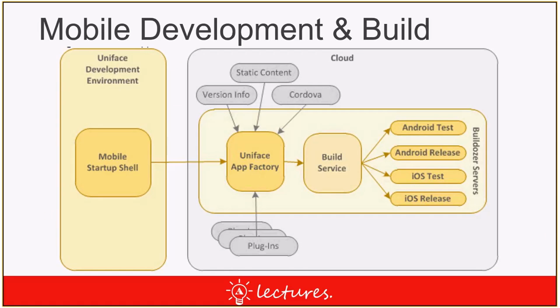Okay, so here's an overview of the mobile development and build process, and it's a pseudo-complex diagram. What we see on the left-hand side is the Uniface development part of the process, and what we see on the right-hand side is the build process. Now, to simplify this massively, I can say the Uniface build process, which is our Uniface app factory, you can just ignore that. It's that simple. We do it for you. You click a button and you get your application.